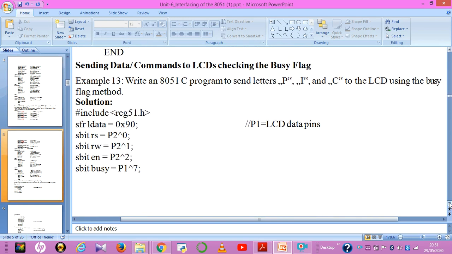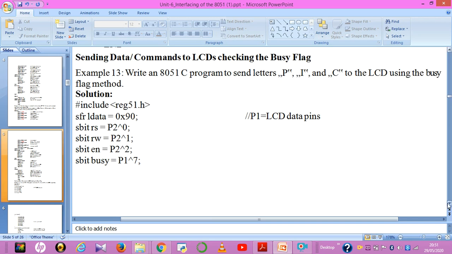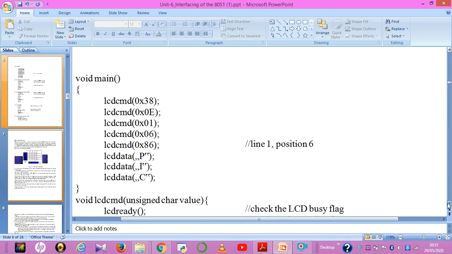Here next, before sending the data or commands to the LCD, you check the busy flag. You have to check whether the LCD is busy or not. They are asking to send the data P, I and C to the LCD using the busy flag method. They are going to check the busy flag by sending these letters.